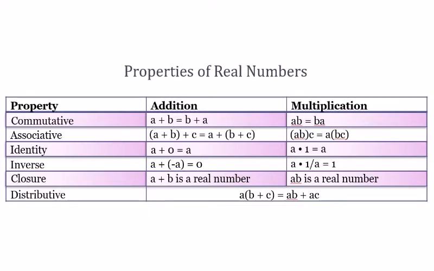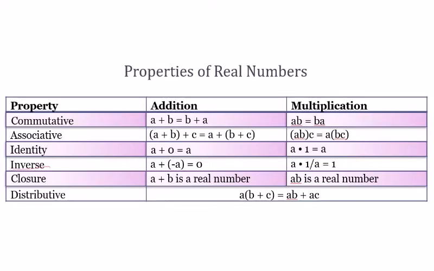The identities are what you can add or multiply to a number to keep it the same. So the additive identity is 0, because if you add 0 to anything, it stays the same, right? Anything plus 0 is itself. The multiplicative identity is 1, because if you multiply something by 1, it stays the same. And so anything multiplied by 1 is itself, right?